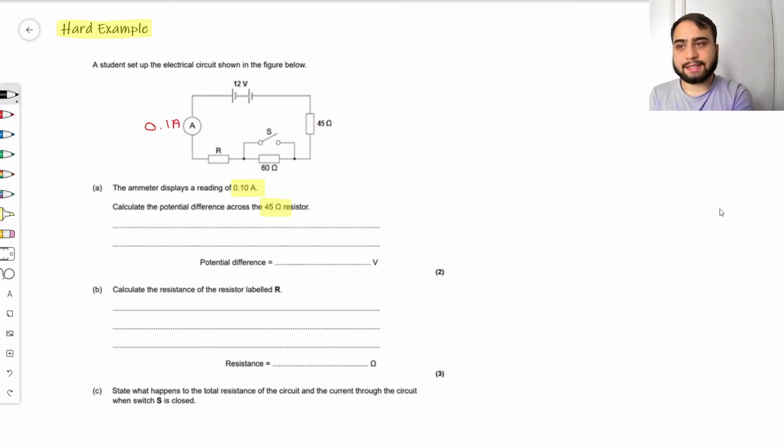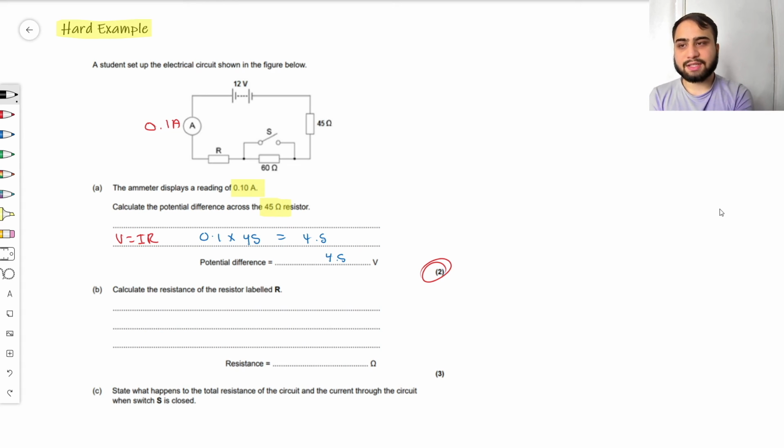Okay, so PD. So what equation do we use when we want to work out not velocity, voltage? V is equal to IR. That's the equation that we use. And we have I, which is the amps, and we have the resistance, which is 45. So all we want to do is multiply 0.1 by 45, and that gives us 4.5 volts. That's our answer right there. Okay, so let's tick that off.